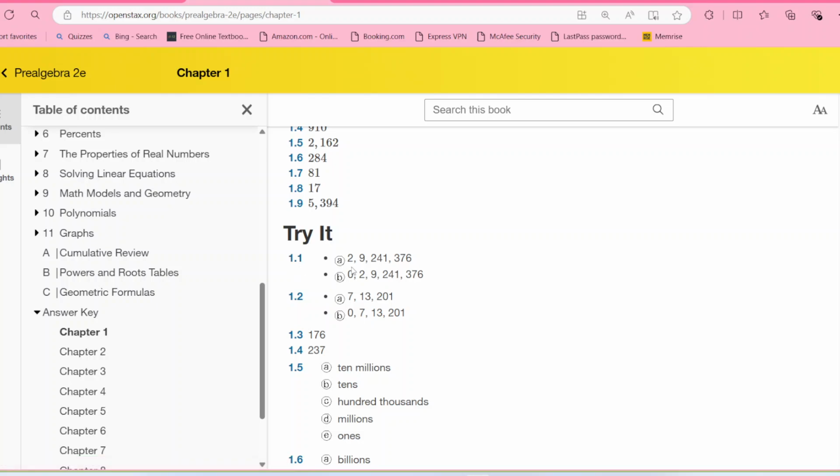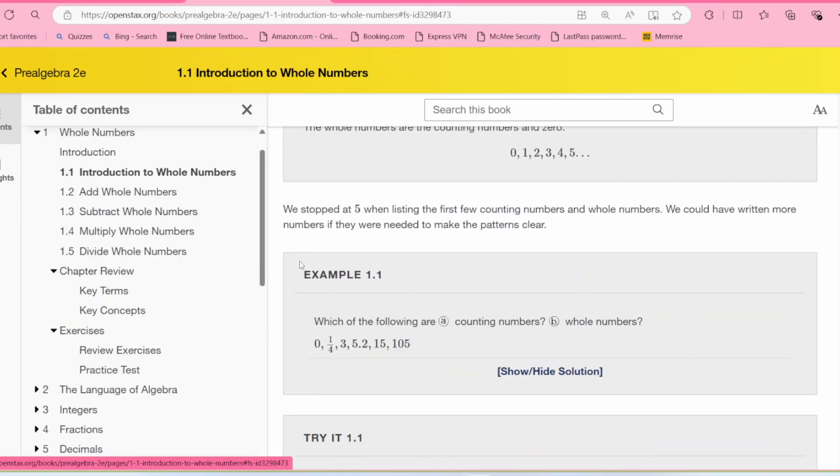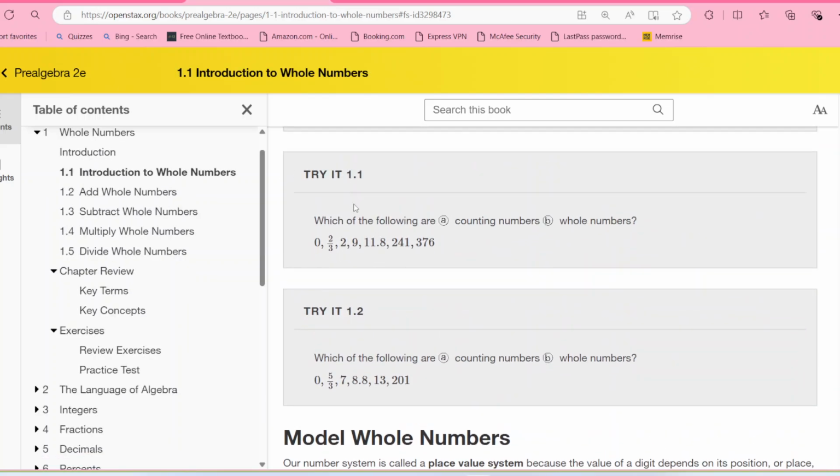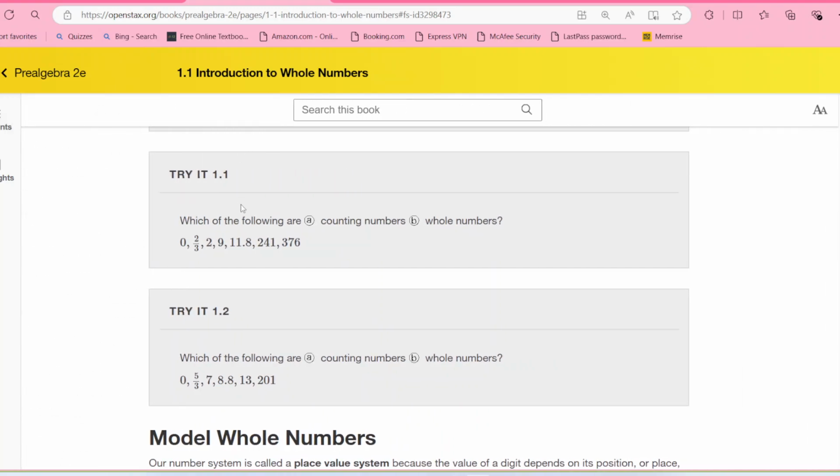All right, this was Try It 1.1. Part A, counting numbers: 2, 9, 241, 376. Part B, the whole numbers: 0, 2, 9, 241, 376, exactly what I wrote on my paper. And the nice thing is that you see how the number 1.1 has a link. If I click on this, it'll take me right back to the reading in Section 1.1. Look at that, right? I'm back to Try It 1.1 from the book, from the section.